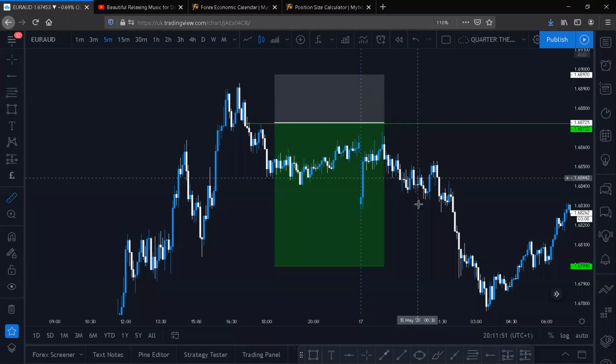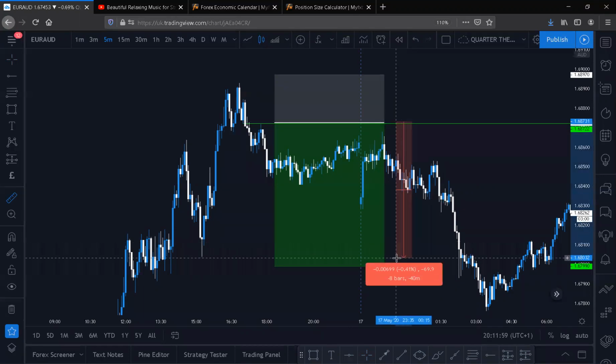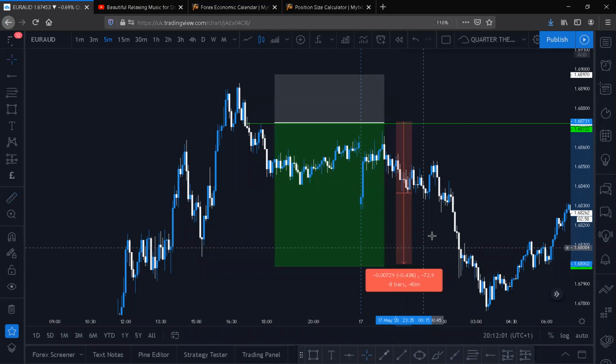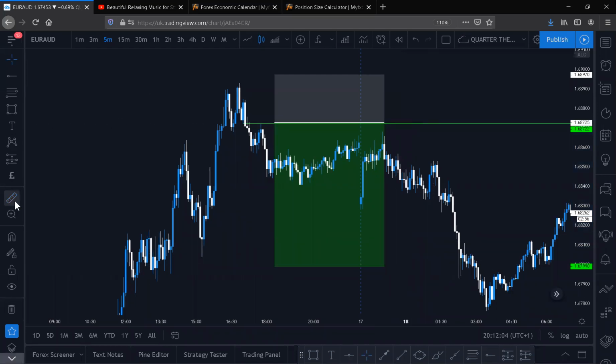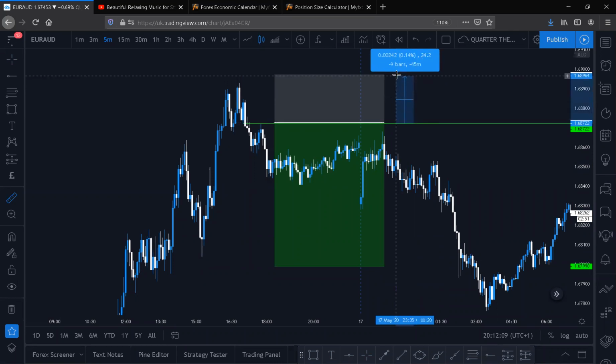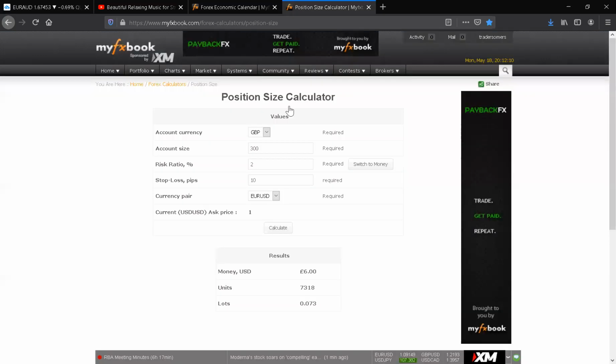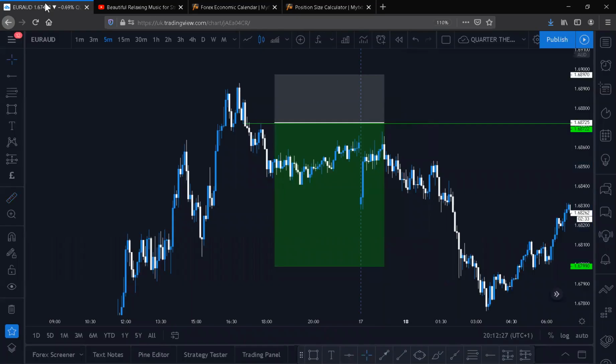So pip wise, catching pretty much 70 pips with, say, a 25 pip stop loss is more realistic, and you're going to make 3% more likely this way than on the higher time frames. So let's do the maths on this, right? So this trade was Euro AUD.